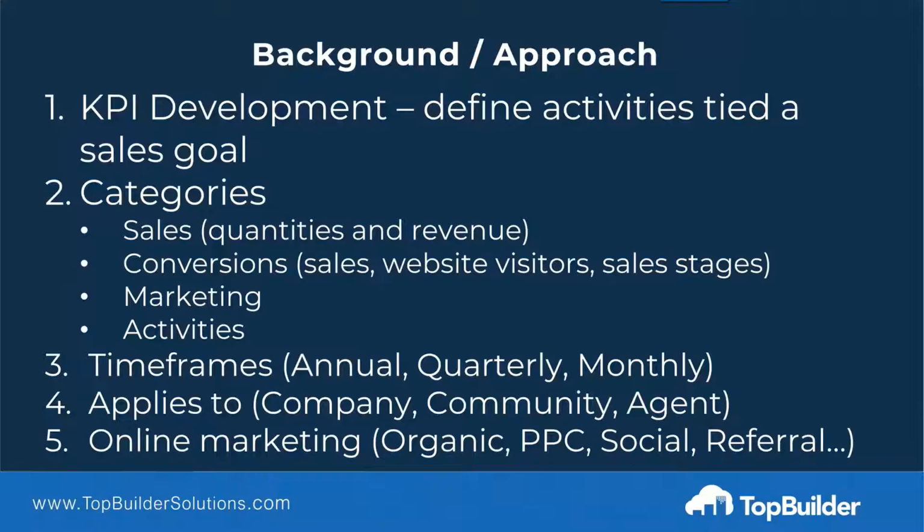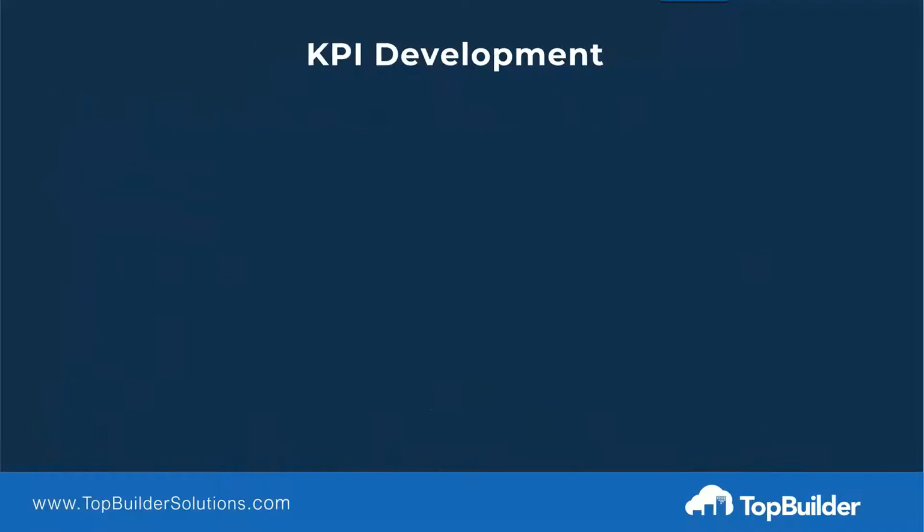And then finally, you can break down KPIs into your online marketing, where you're breaking down your traffic into individual sources or channels: your organic, your pay-per-click, your social media, so on and so forth. Okay, so bear with me. We're going to get into the fun part here in a second.